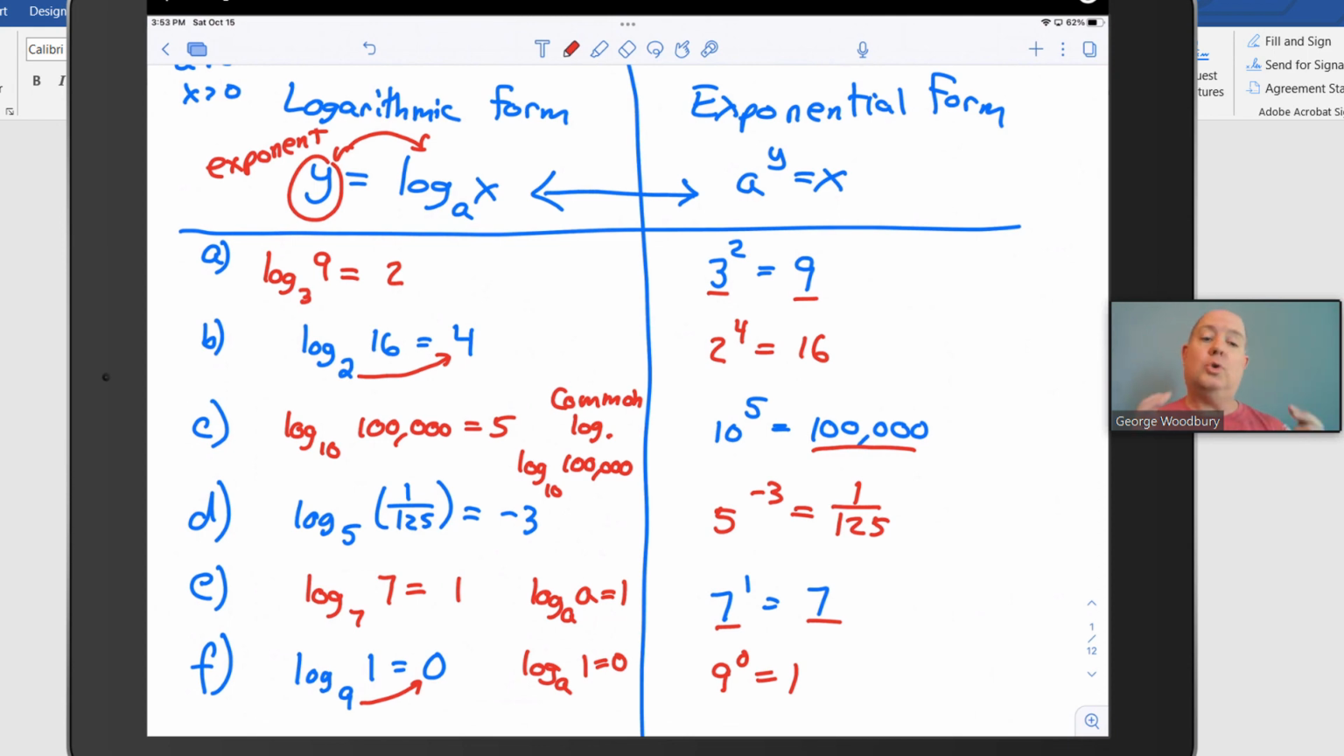All right, so that's a quick explanation of logarithms and how to go back and forth between logarithmic form and exponential form.